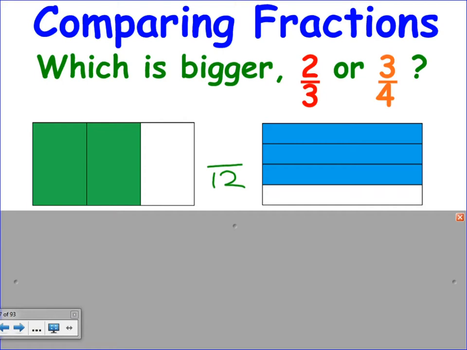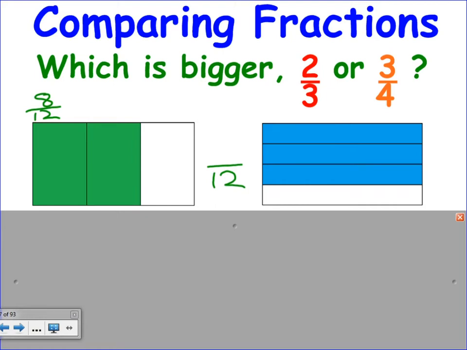So if I multiply the 3 by 4 and I've got 12 underneath, what do I have to do to the top to keep it equivalent? So it becomes 8 over 12. So 8 over 12 is the same fraction as 2 over 3. Can you see that? Yeah?